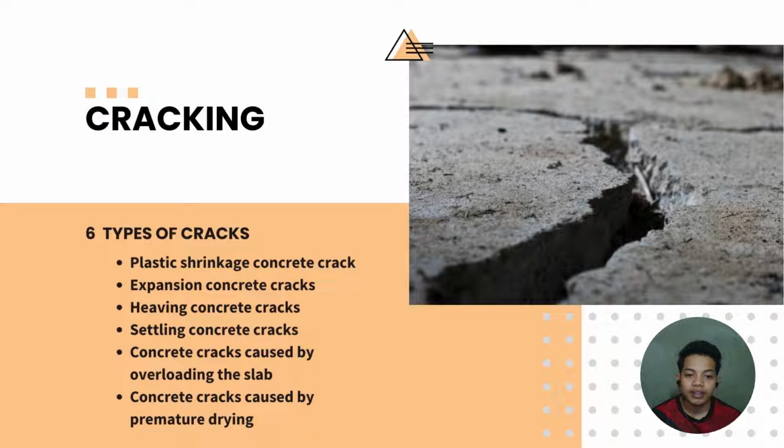The first common root cause of the concrete problems is cracking. Actually, there are six types of cracking, which are plastic shrinkage concrete cracks, expansion concrete cracks, heaving concrete cracks, settling concrete cracks, concrete cracks caused by overloading the slab, and concrete cracks caused by premature drying.